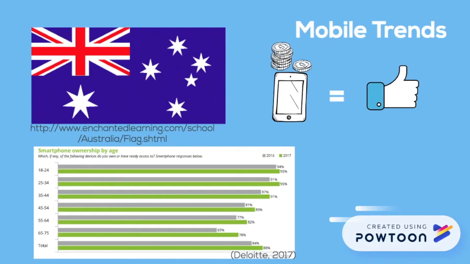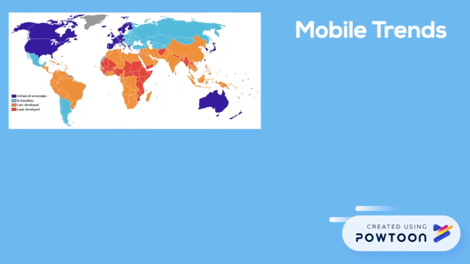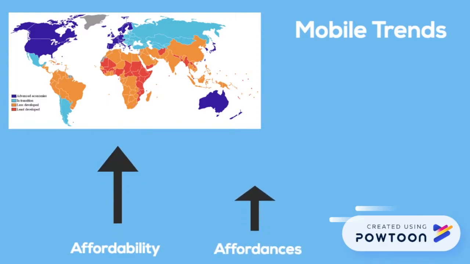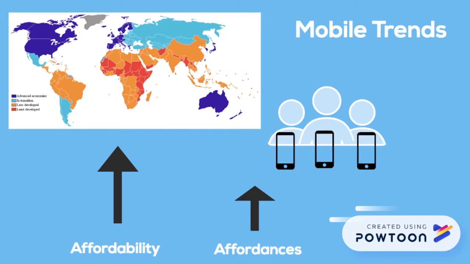While within the less developed country, this increasing affordability and smaller increases in affordances is having a huge effect, allowing more individuals the ability to purchase and own a smartphone with a larger range of possible uses.